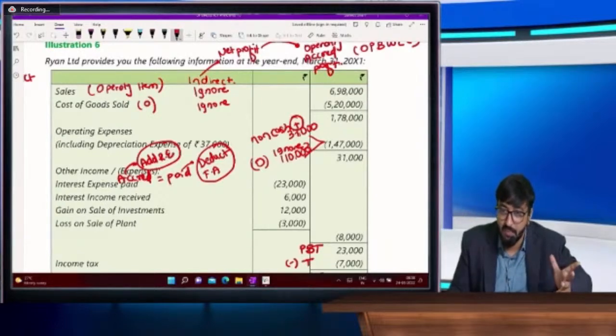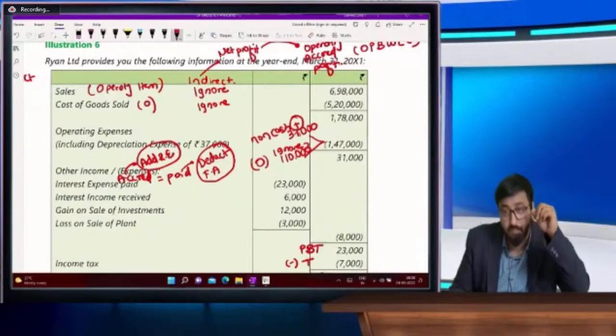You can start with PBT, you can start with PAT, but normally I follow starting with retained earnings. That is more logical also. You can start with any of them, not an issue. But here, what I want to tell you is that in the P&L statement, when interest expense is there, it is accrued during the year. Now out of that, 23,000 is accrued. If you paid only 17,000, then 6,000 is still payable. So we consider only paid.